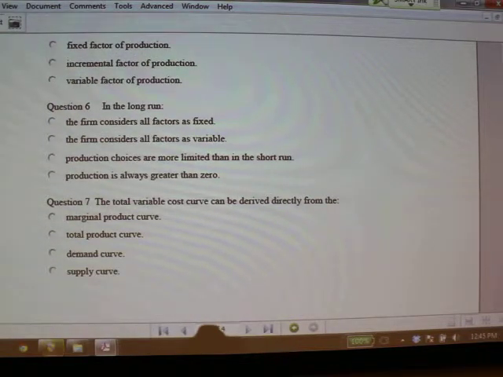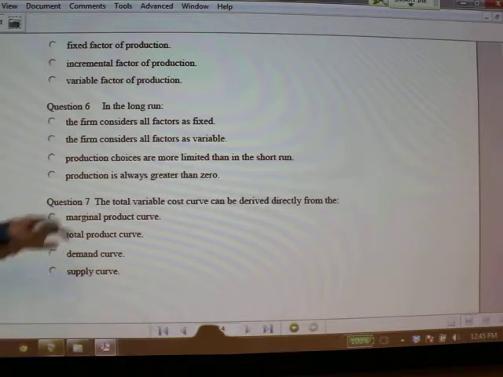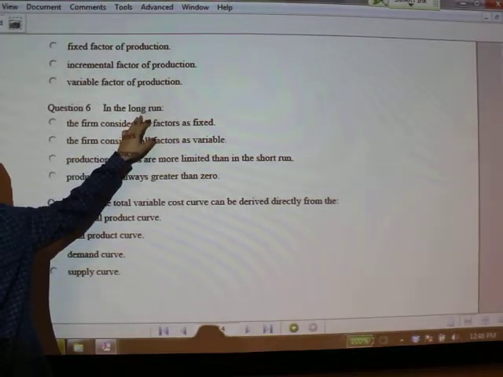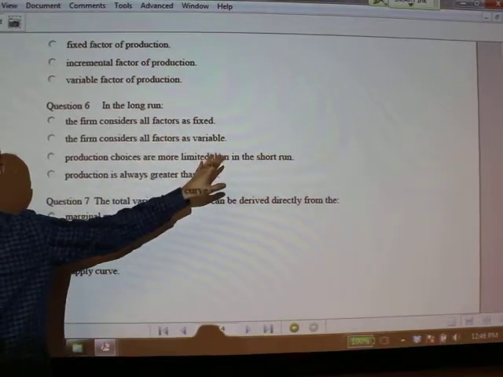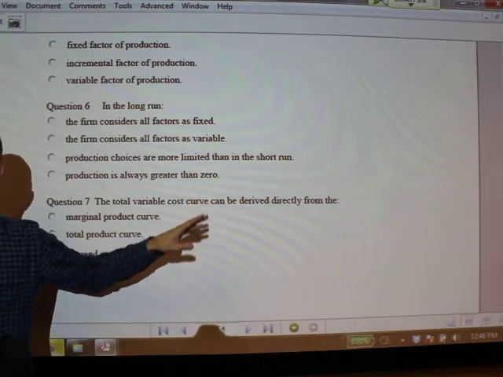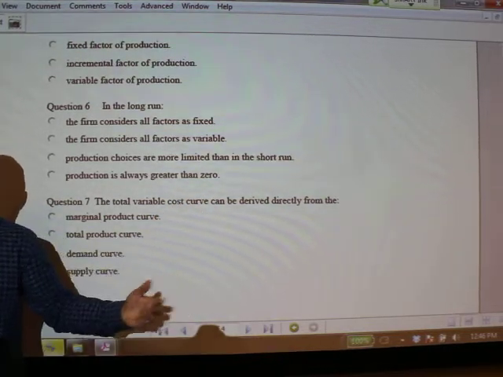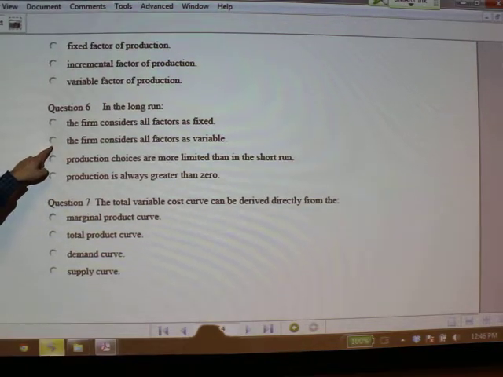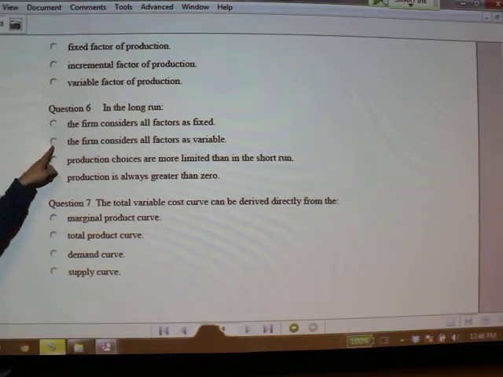Question 6 is also a definition. Because how do economists define the long run? Well, it's a period of time long enough such that every single input or factor of production can be changed, even the size of your factory. And so, B, the firm considers all factors as variable.